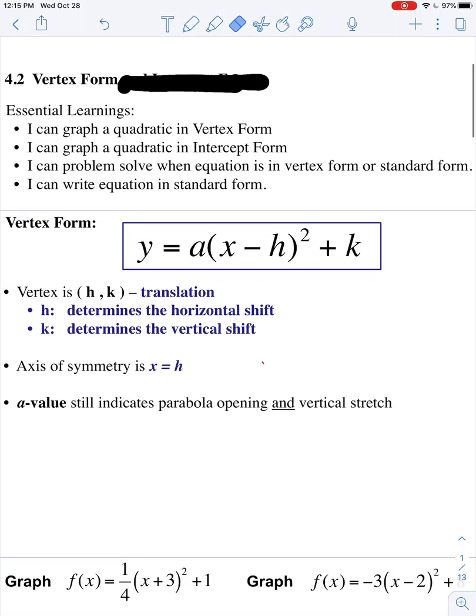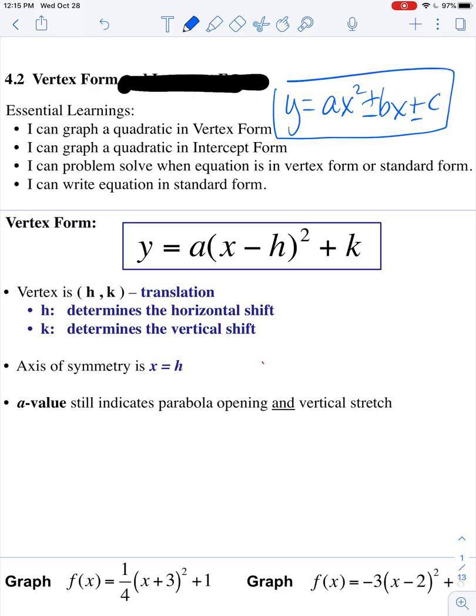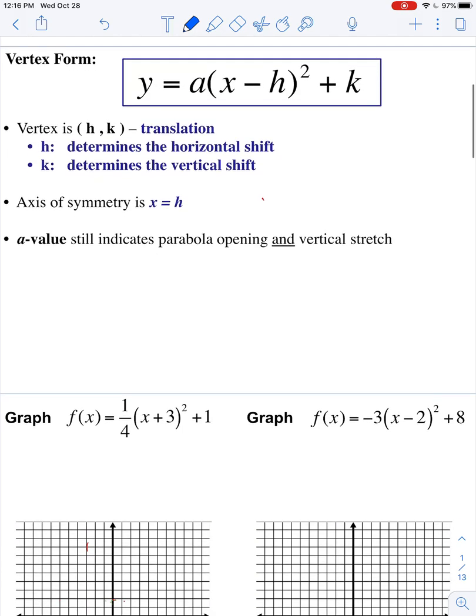We already talked about standard form equations of parabolas, which are quadratics. We had ax squared plus bx plus c. Sometimes these were minus. And that is going to be one of the ways that we see parabolas probably more often than vertex form, but occasionally you're going to see something in vertex form, and it's called vertex form because you can find the vertex just by eyeballing the equation.